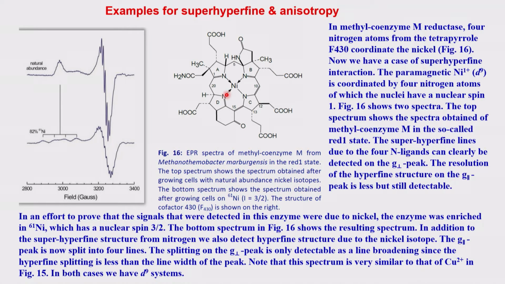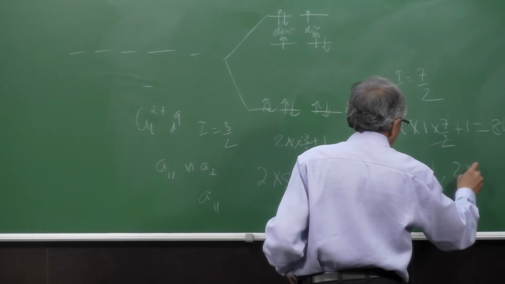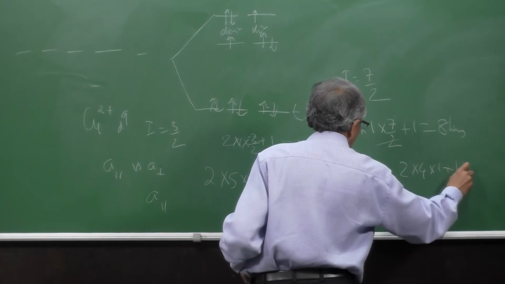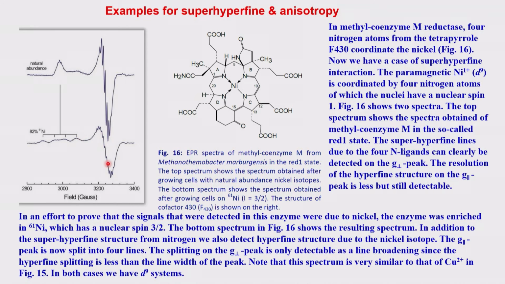Nitrogen will have I is equal to 1. So 2 into 4 into 1 plus 1, that is 9 lines you should get, and you can see further splitting coming in each of these. There is a lot of splitting here. In order to understand the splitting, because the nickel natural abundance is much lower, something like 5 percent or lower, this has been re-synthesized using a microbiological bug wherein nickel 61 has been supplemented, and therefore you got the enriched F430 factor.